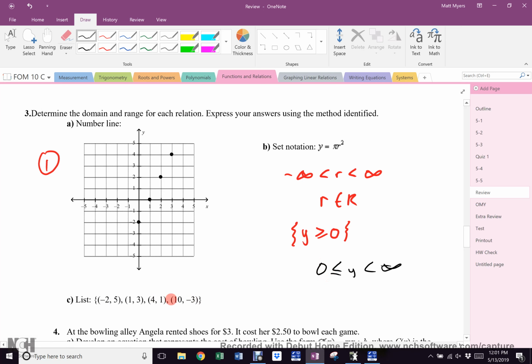And then as a list, well, that's easy. The x's go first, then the y's. What's the domain here? -2, 1, 4, 10. What's the range? This is trickier. What number goes first? No. -3, because we do lowest to highest. 1, 3, 5. Because once we split into domain and range, the fact that they're a pair doesn't matter. That whole set's out of 3.